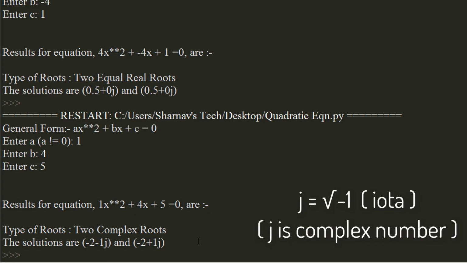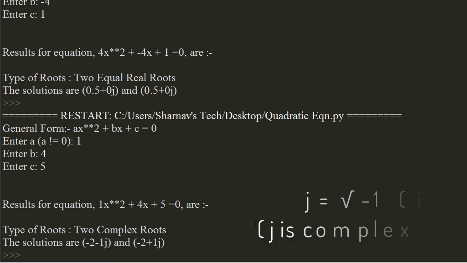Note that the j represents a complex number in Python. It has a value of root minus 1.